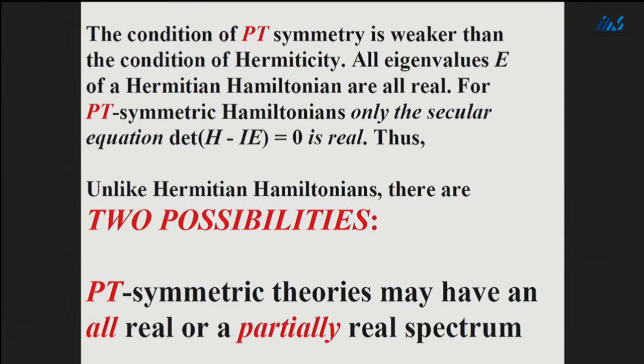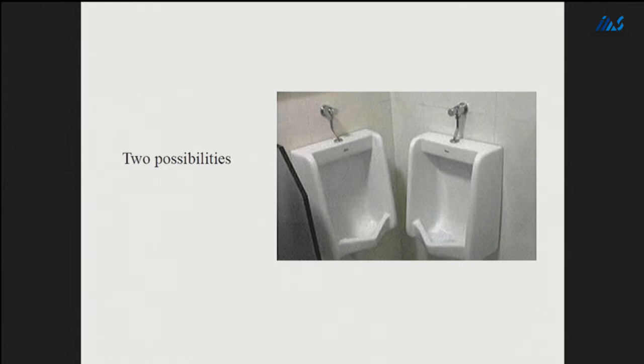But in general, unlike Hermitian Hamiltonians, there are always two possibilities. PT symmetric theories can have an all real or a partially real spectrum. They can either have an unbroken or a broken region of PT symmetry. And this is an example of two possibilities that you have to choose between.